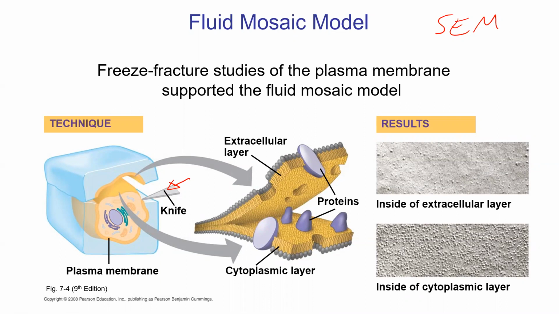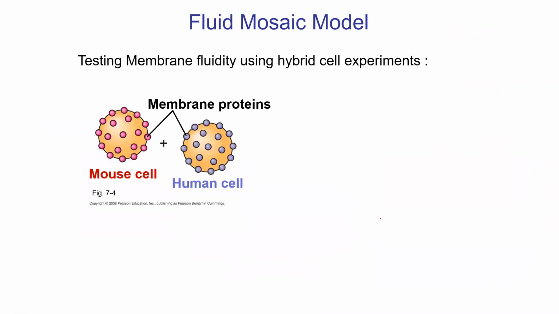And then what they do is they take it and look at it under an electron microscope, and you can see all these little embedded proteins. So there's the mosaic part. So pretty cool. What about the fluid part?